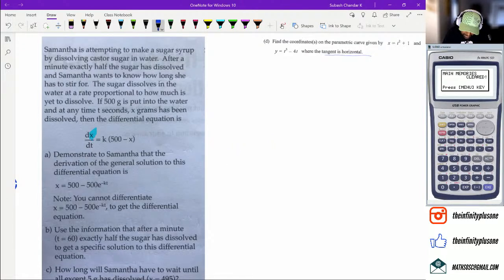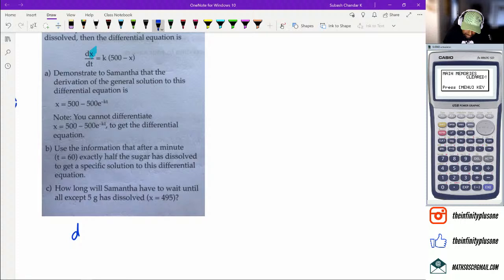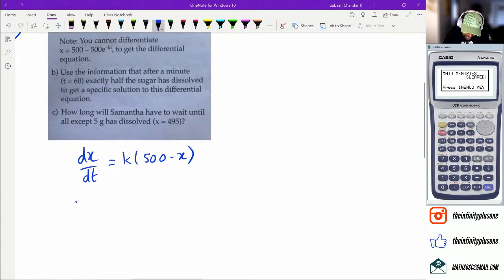When it says dx over dt, that means when you integrate it, the function should look like this, where x is going to be on the left hand side and t is going to be on the right hand side. It's really important that you recognize that, because they keep putting x on the right hand side just to trick you a little bit. In this case, what I've got here is k times 500 minus x. So I'm going to bring it across as dx over 500 minus x equals k dt.